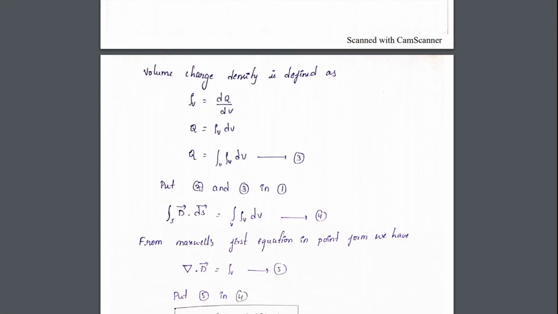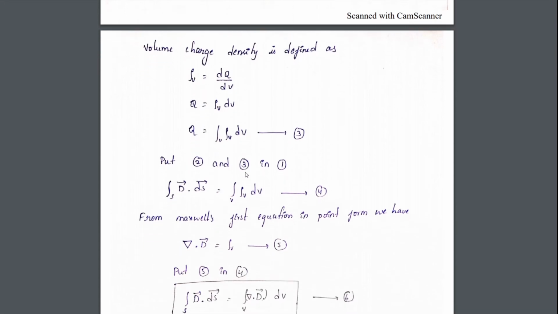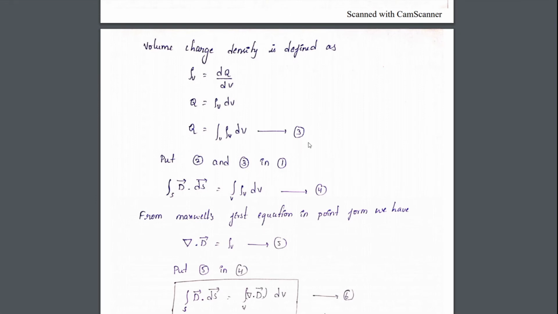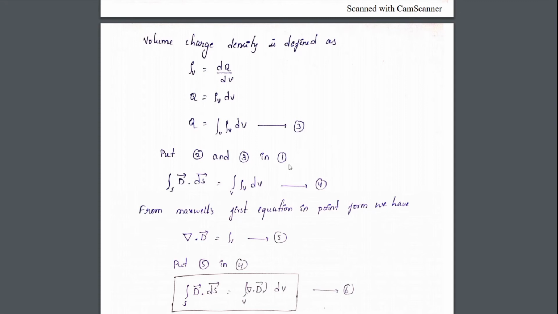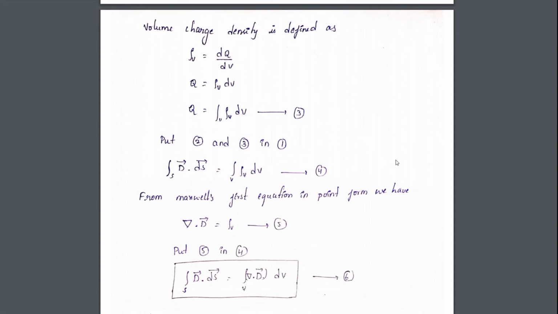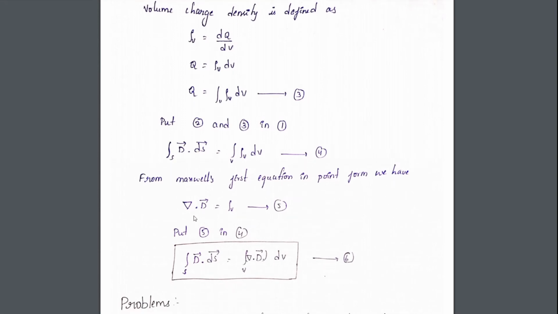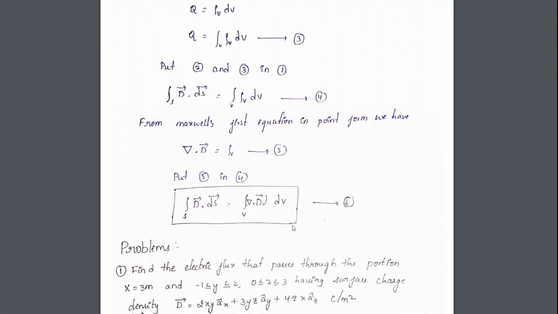Now from the second and third equations, you can substitute back in the first. If you substitute 2 and 3 back in 1, you get the fourth equation. After this, we have the Maxwell's first equation. What is rho v? Rho v is nothing but del dot D. So you can replace rho v by del dot D, and that will result in the sixth equation. This sixth equation is nothing but the divergence theorem obtained using Gauss law.